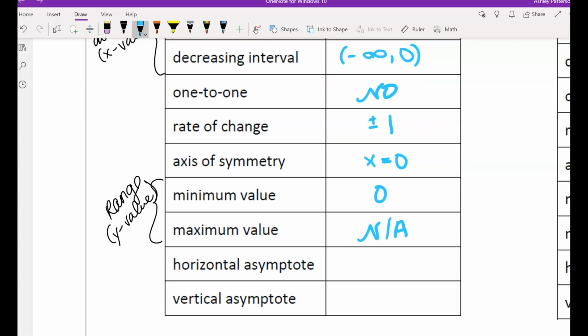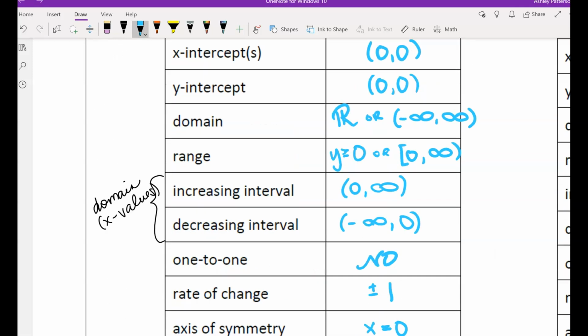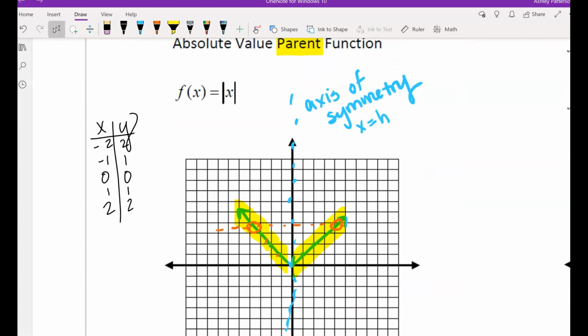And we have one left, asymptotes. Yeah, we don't know what those are yet. So we put NA for those two characteristics. All right, so there is our absolute value function in parent function form.